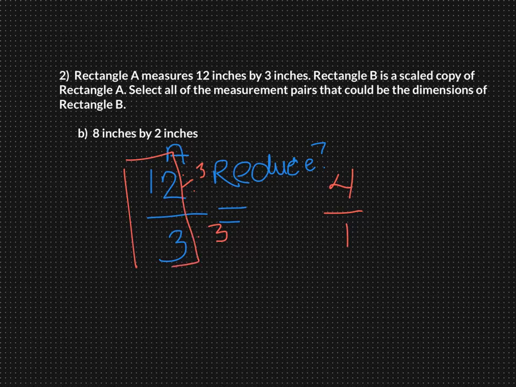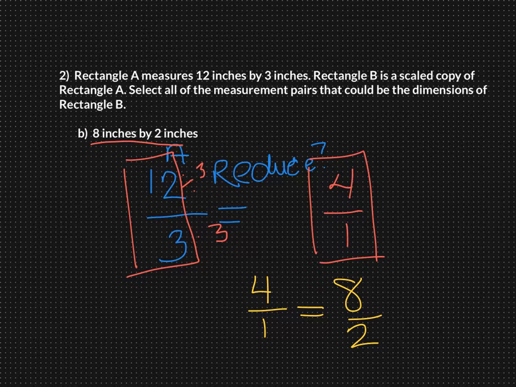So if there isn't something obvious to see if 12 over 3 can match 8 over 2, we can simply use a reduced form or our unit rate. So we're going to say, is 4 to 1 equal to 8 to 2? I asked the wrong question. We're going in the other direction. Is 4 times what equals 8? That would be times 2. If I do 1 times 2, I will in fact get 2. So this is also a scaled copy.